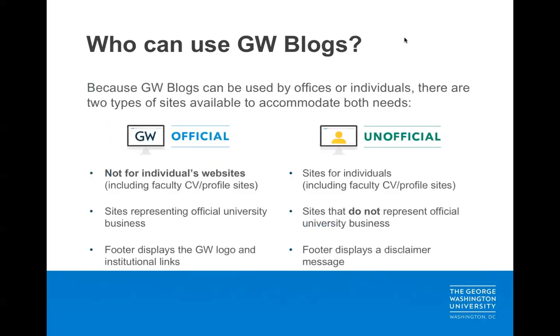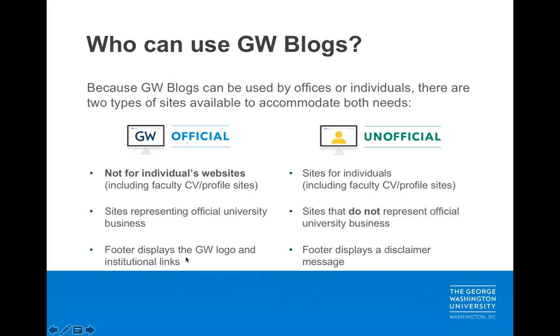So who can use GW Blogs, continued? Again, because these are used by both offices and individuals, there are two types of sites that are available to accommodate everybody's needs. So the first one is the official GW Blogs websites. These are not for individuals, and that includes faculty. These are meant to represent official university business, so typically they're reserved only for the academic and administrative units at the university. So if there's an event coming up, if there's a center or an institute, the departmental blogs that I mentioned before, these all fall under the umbrella of an official GW website.